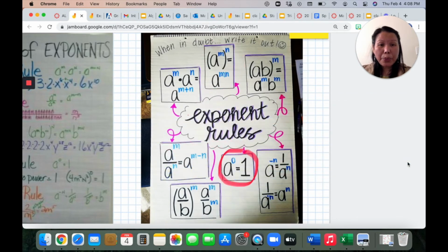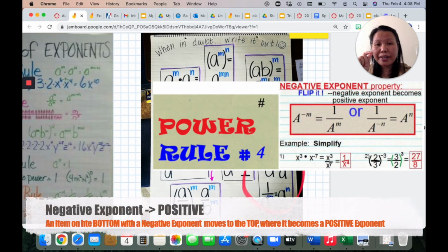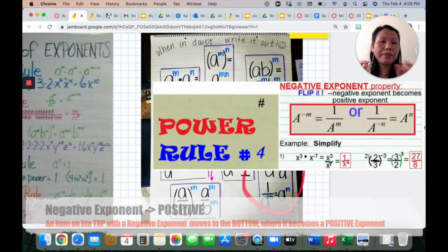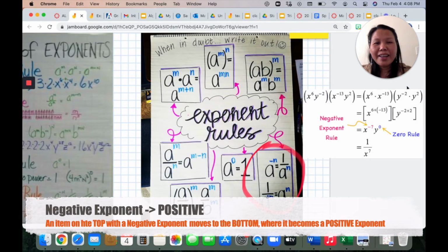Zero exponent rule: it's always equal to 1. And then finally, my favorite one, the negative exponent rule. When it's on the bottom, we flip it and make it go on the top. When it's on the top, we flip it and make it go on the bottom, and it will turn positive.